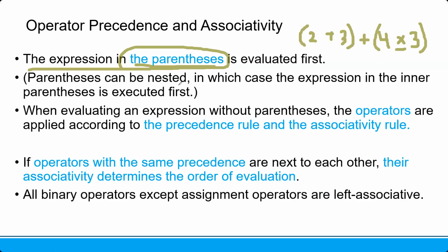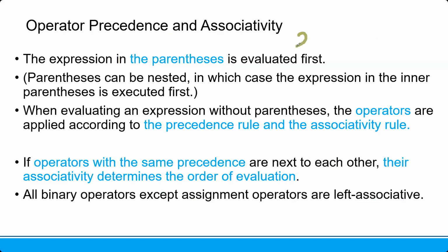So parentheses can be nested, in which case the expression in the inner parenthesis is executed first. So for example, I have this, let's say (2 + 3) multiplied by 4. So I will do this parenthesis, and then I will do this parenthesis. Then it means this is nested. Okay, so we will do this one first, and then we will do the outer parenthesis.